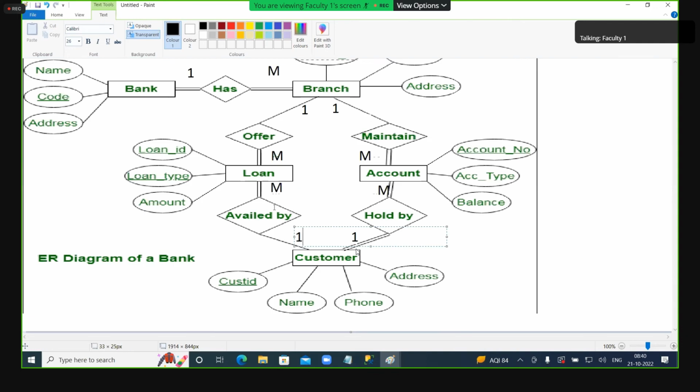Sir, can we store the data in the diagram? Sir, a building plan is there. Can you do the housewarming?